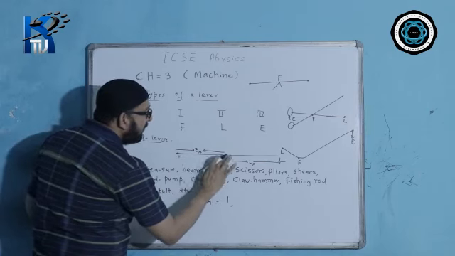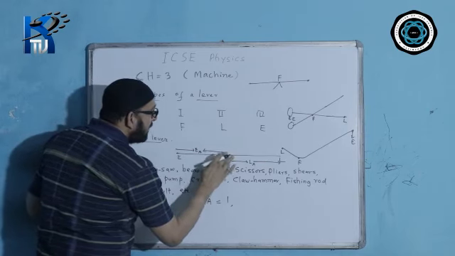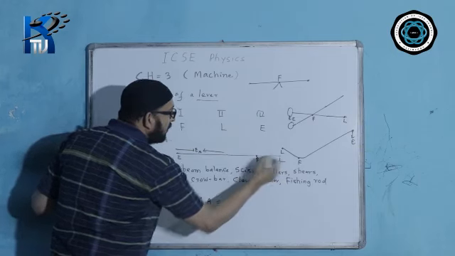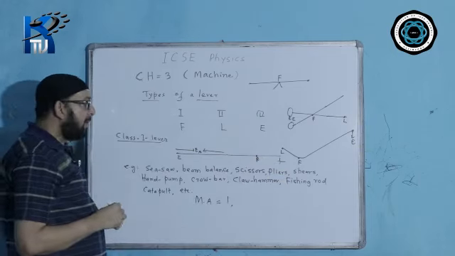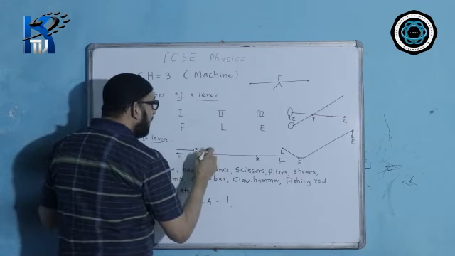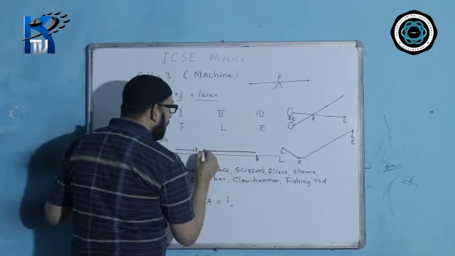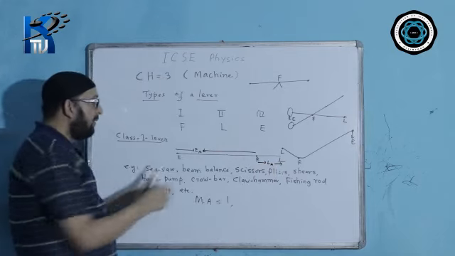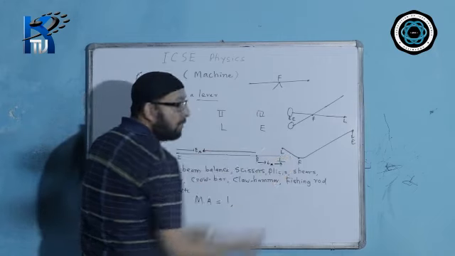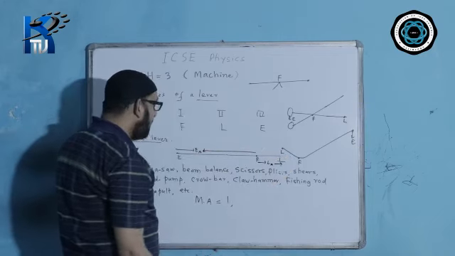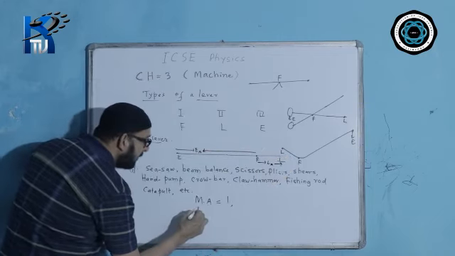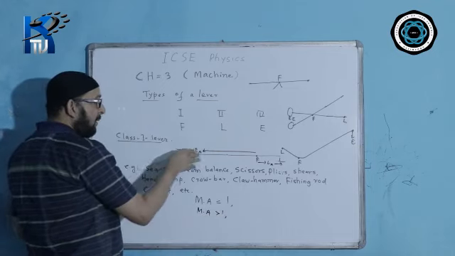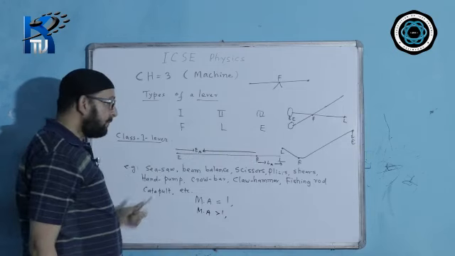But if the class 1 lever has the fulcrum situated closer to the load, that means the effort arm will become longer. The effort arm is this much now, and the load arm will become shorter here like this. Now the effort arm is longer and the load arm is shorter. That means your answer will come greater than 1 in that case, when the effort arm is longer than the load arm.